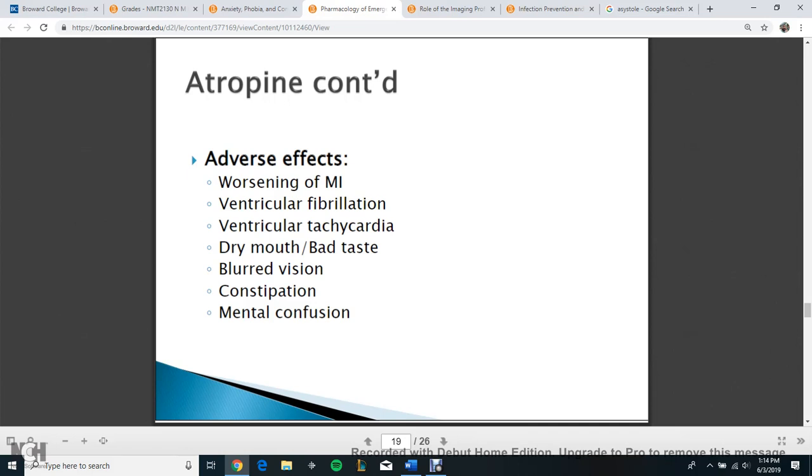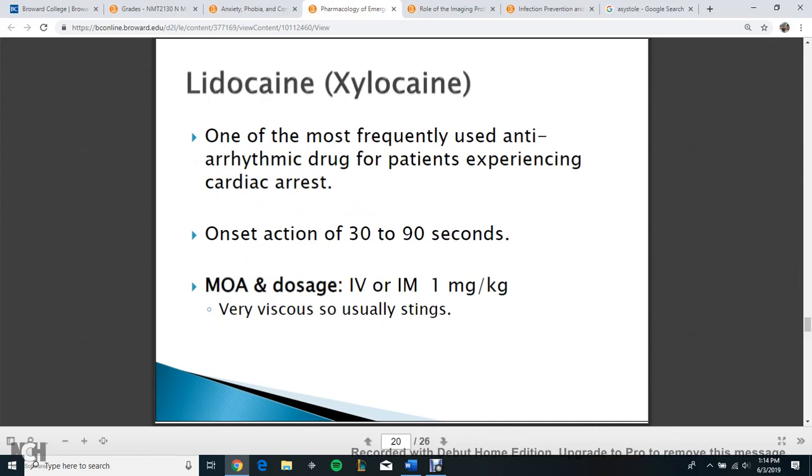Atropine continued. Adverse effects are worsening of MI, ventricular fibrillation, ventricular tachycardia, dry mouth, bad taste, blurred vision, constipation, and mental confusion. Lidocaine, which is also Xylocaine, is one of the most frequently used antiarrhythmic drugs for patients experiencing cardiac arrest. Onset of action is 30 to 90 seconds.